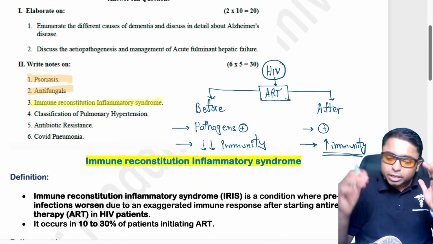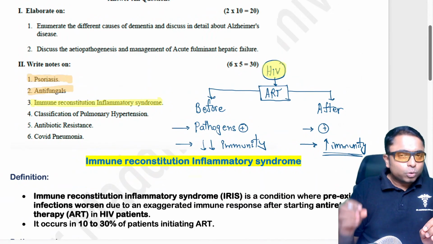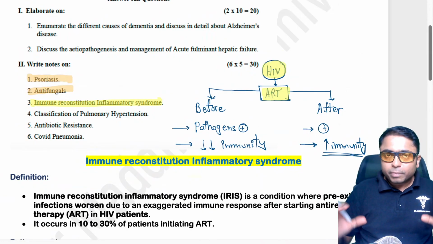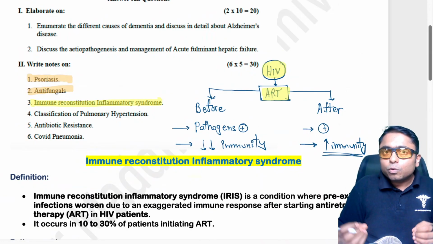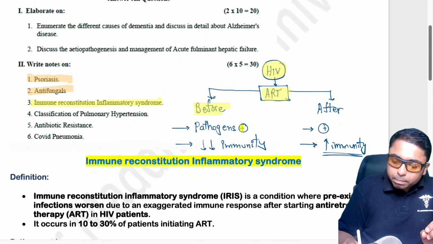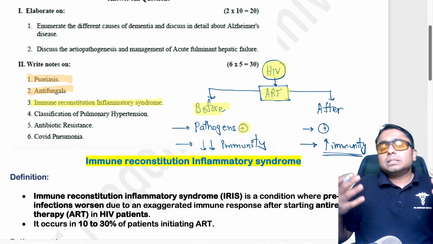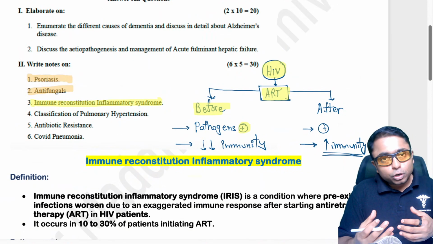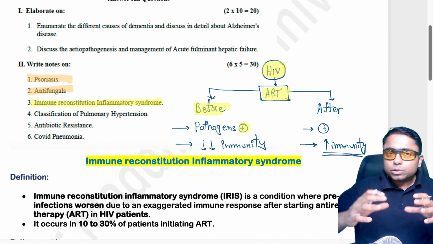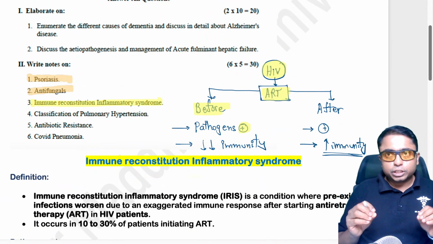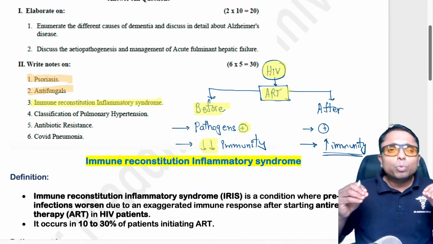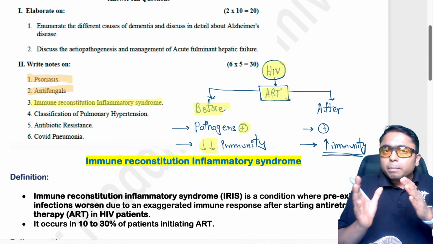Just imagine a patient who is an HIV patient who is coming for the treatment. So what are we going to start? Antiretroviral therapy will be started. Before the treatment, the HIV patient may be having some pathogens, opportunistic infections, some bacteria, like for example, Mycobacterium tuberculosis, Pneumocystis jirovecii, and other bacteria, other viruses, other parasites. Something is there inside the body of the patient, and before the starting of the treatment, there is going to be very poor host immunity. This is the before picture.